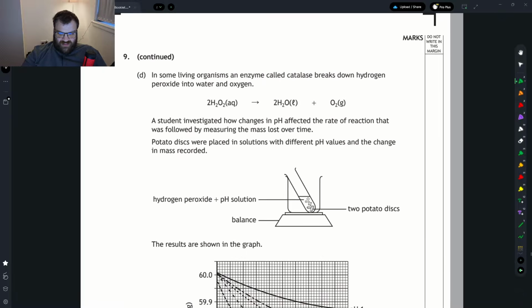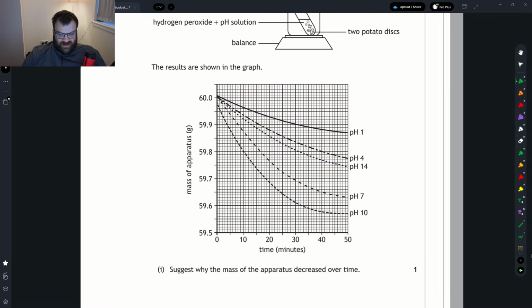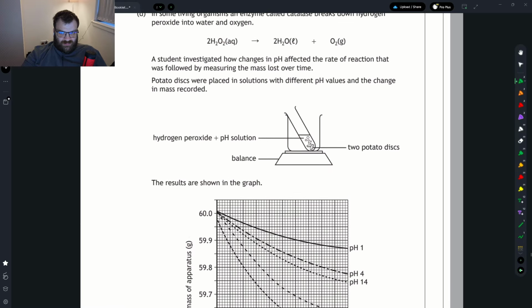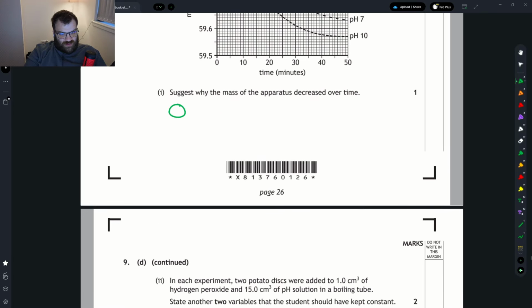Next up, we're talking about pH affecting reaction rate of enzymes. Suggested by the mass of apparatus decreased, we are producing a gas and it's going to be escaping. That's going to lower the mass. So oxygen gas escaping would be a good one for that.